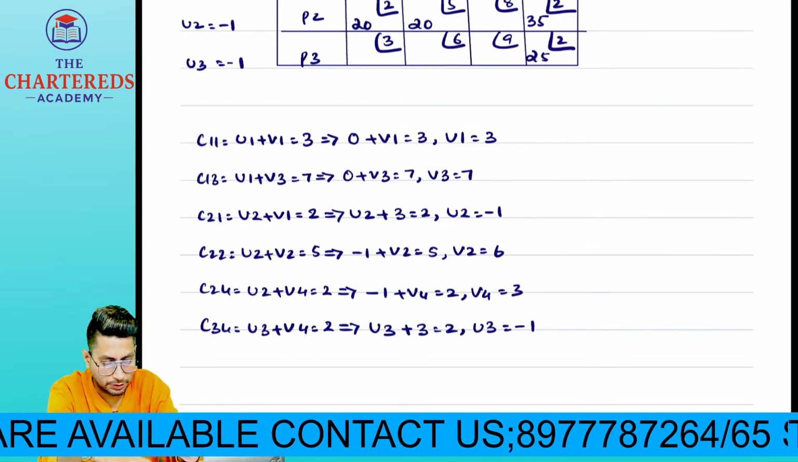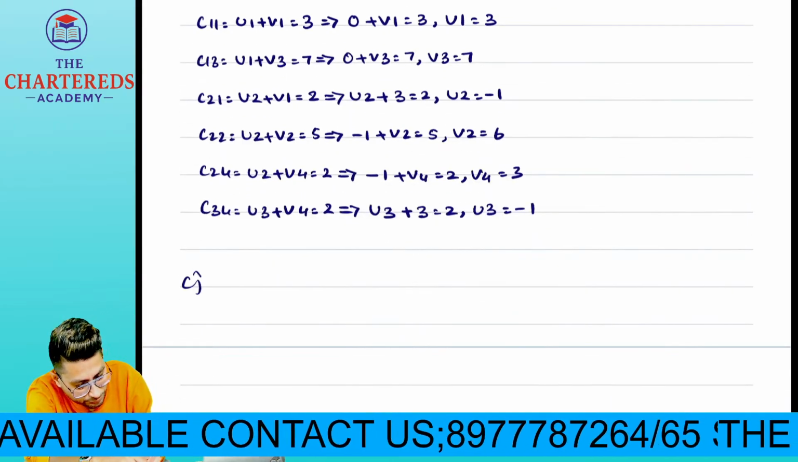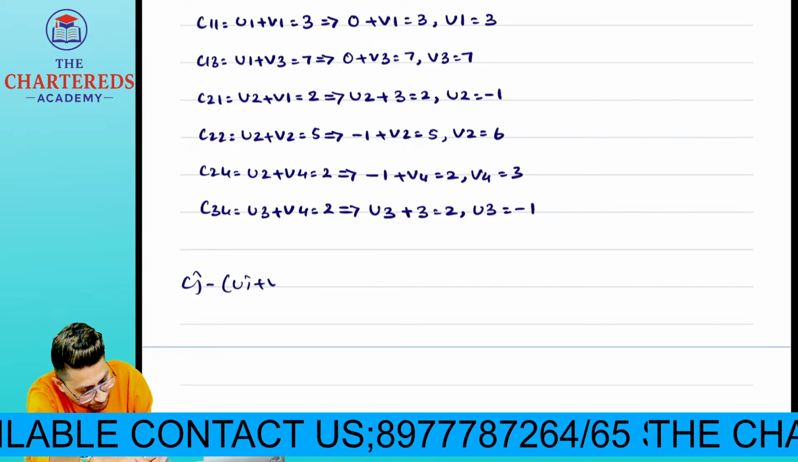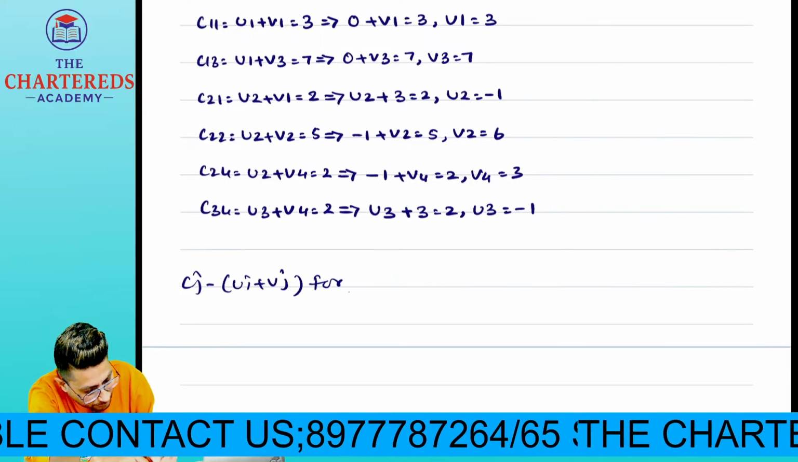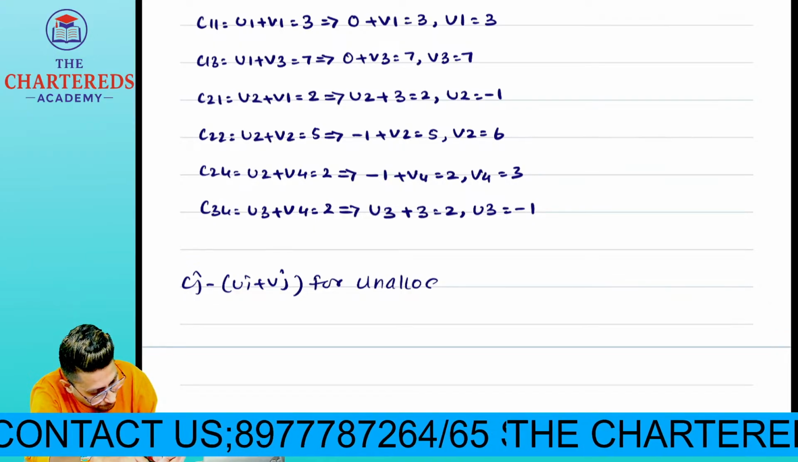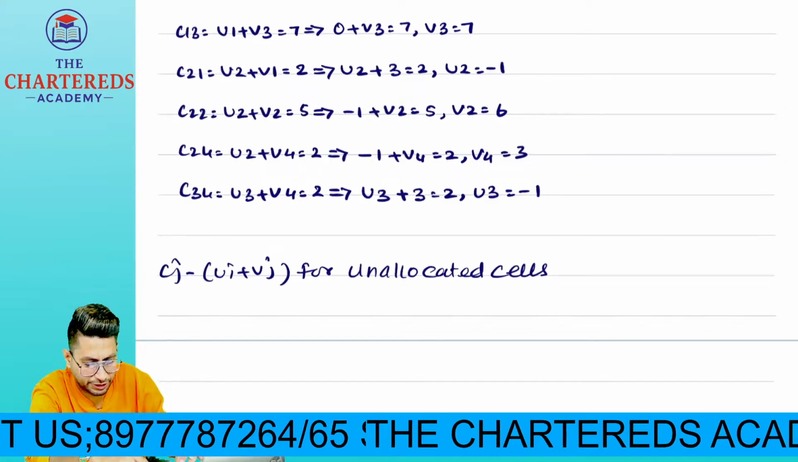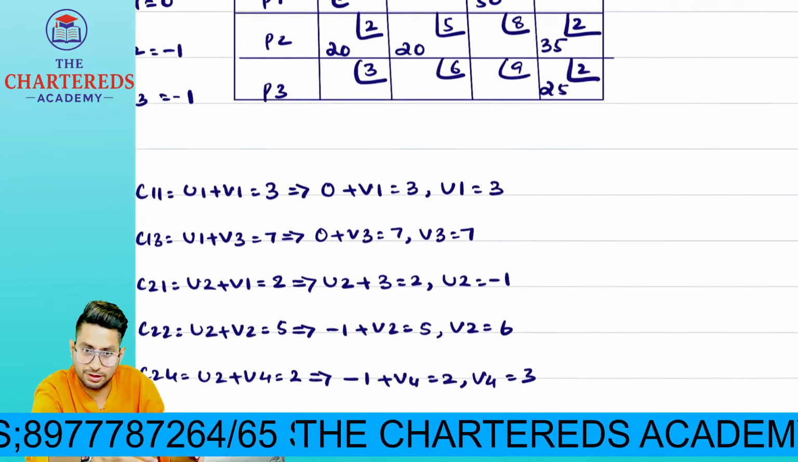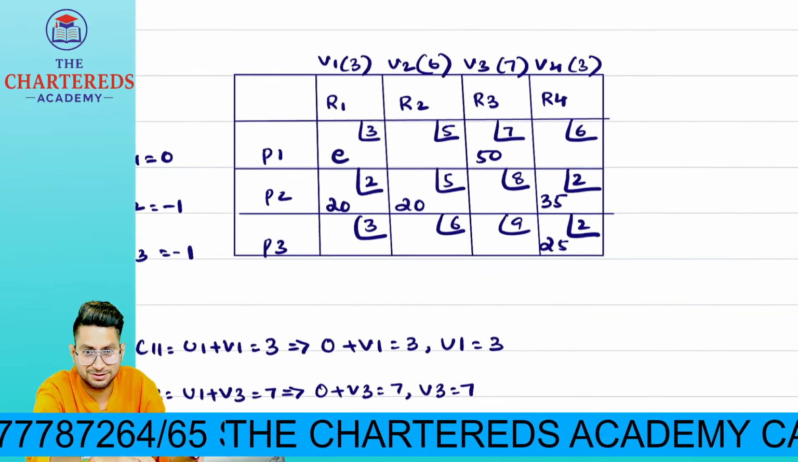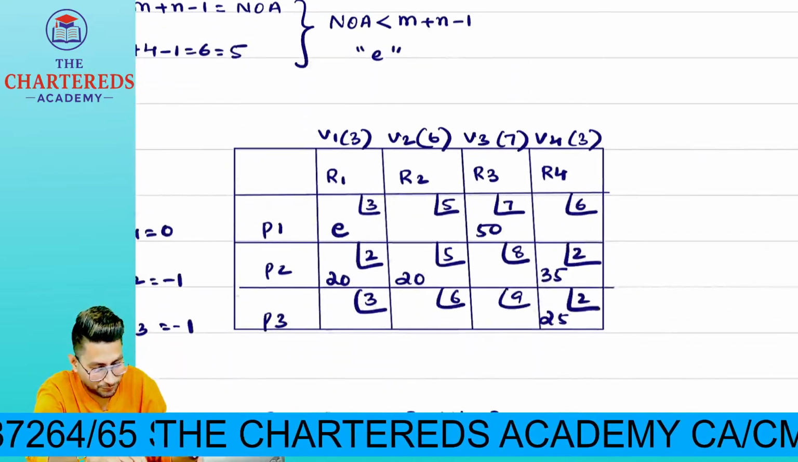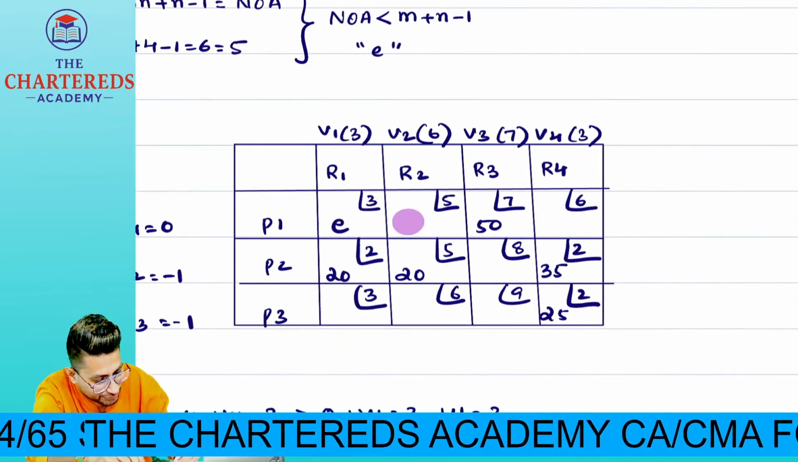Done? Now we have to calculate what? Cj minus Ui plus Vj for unallocated cells. Here also mostly negative will come. Third time we may have to do. These are unallocated cells.